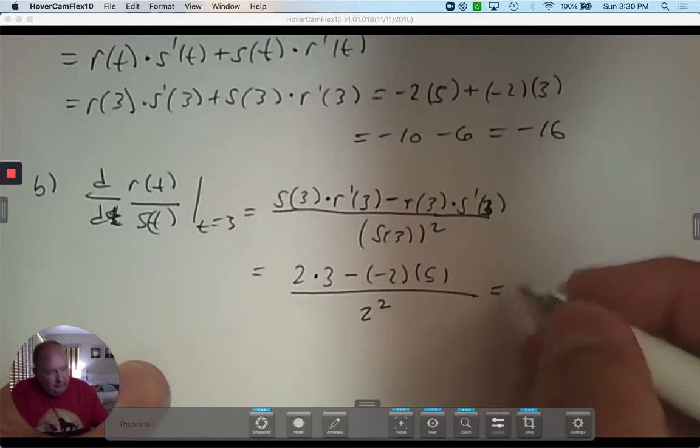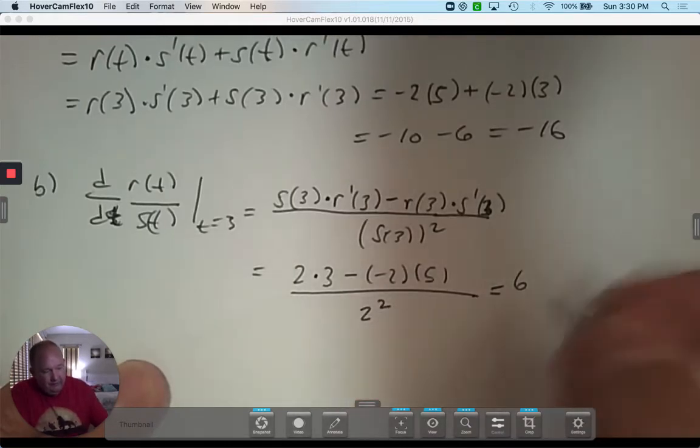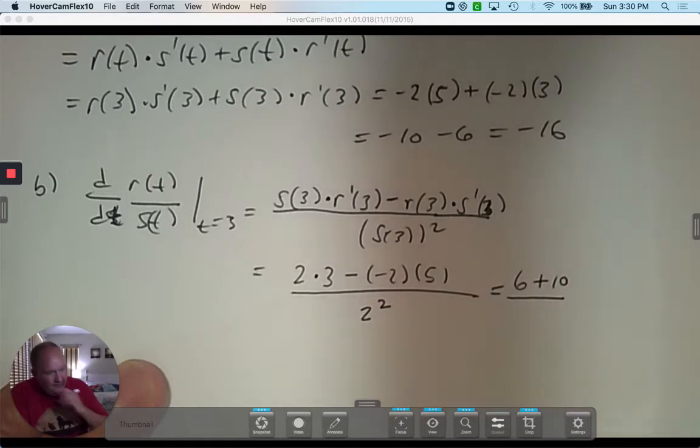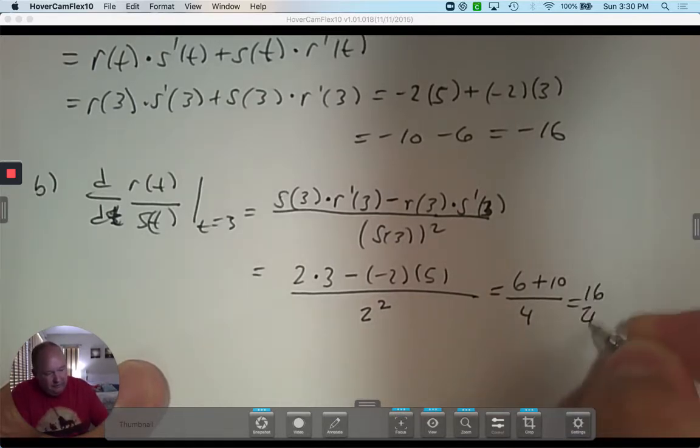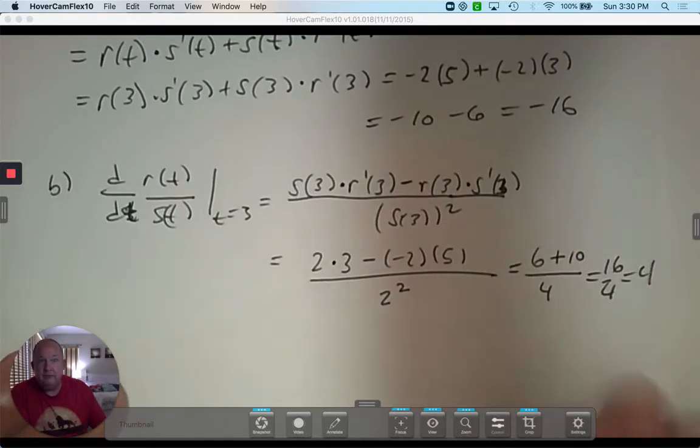So 2 times 3 is 6. A negative times a negative is positive. So it's 6 plus 10. And then 2 squared is 4. So 16 divided by 4, I can definitely simplify that. So it's 4. Part C.